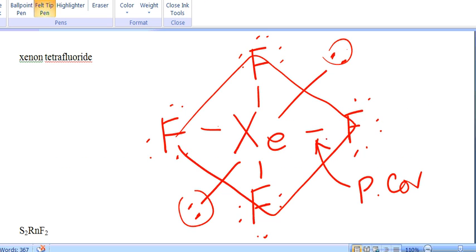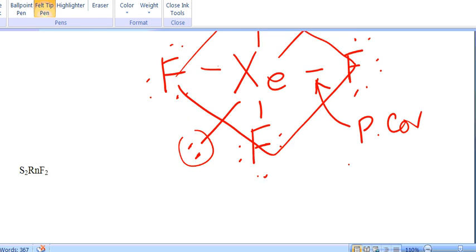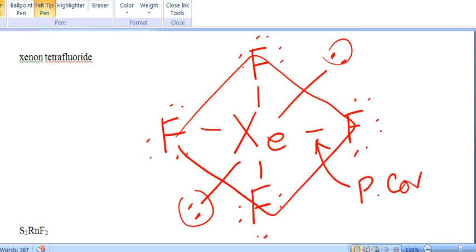And then the last thing is the type of solid. Since we do have at least two different types of nonmetals, this falls in the category of a molecular solid when it becomes a solid. Okay, let's go on to the next one here.